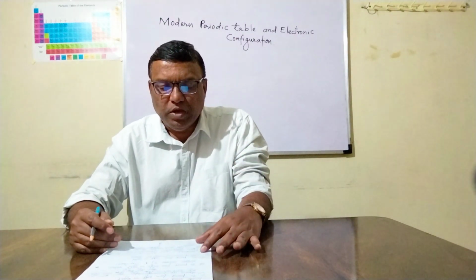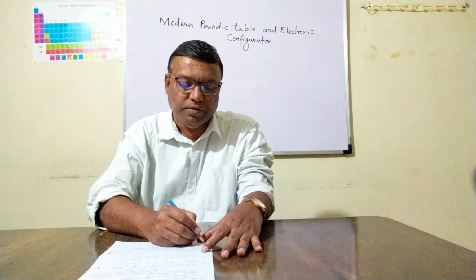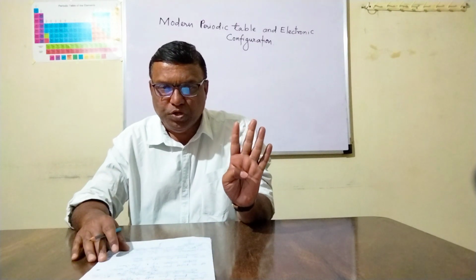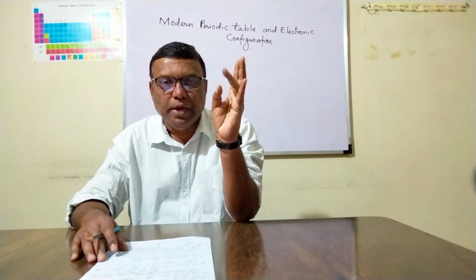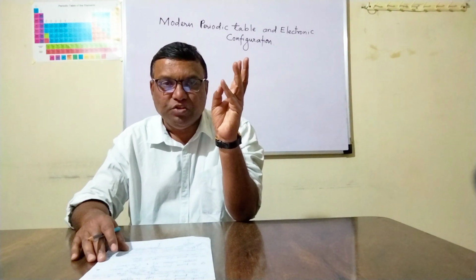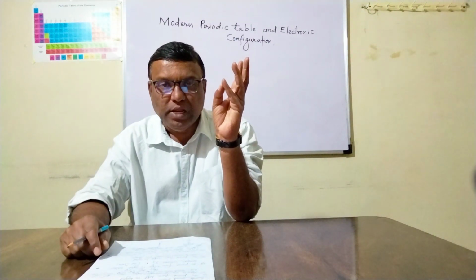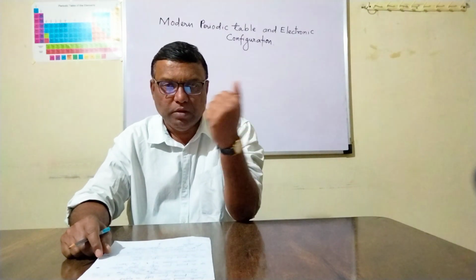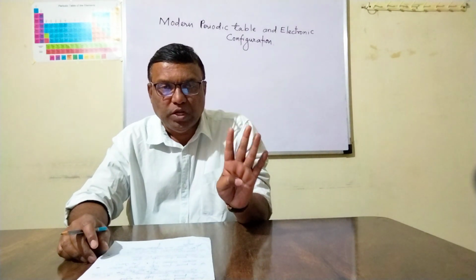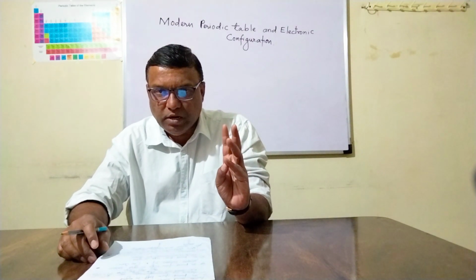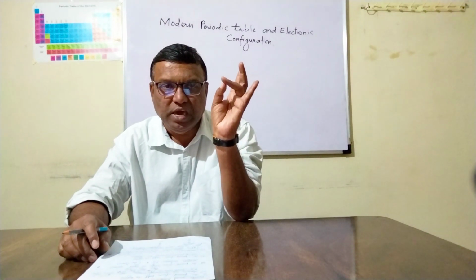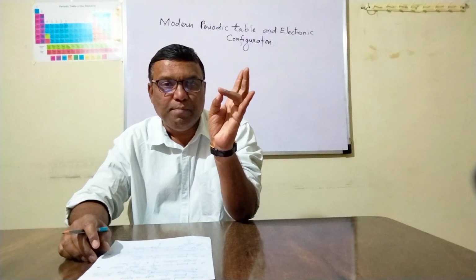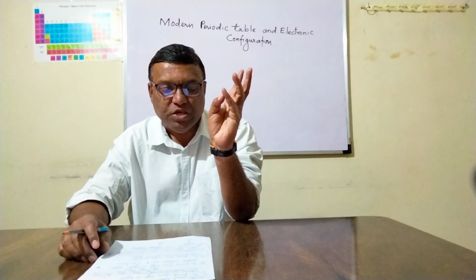Now the last point, shells and electron capacity. How many shells are present? Total 4 shells are present. Listen carefully. Total 4 orbits, 4 shells are there. First shell K shell, second shell L shell, third shell M shell, and fourth shell N shell.